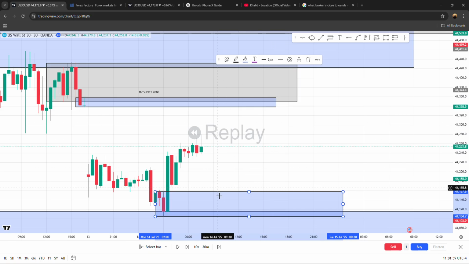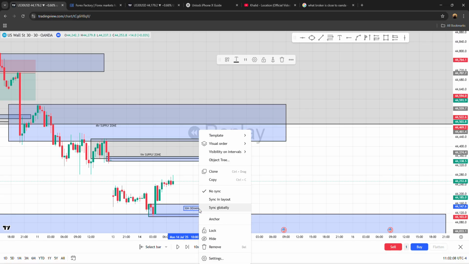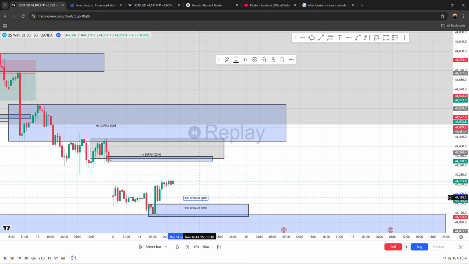But yeah, this is the 30-minute. Yep, 30-minute demand zone actually. And then there's a 30-minute supply zone. I always make sure I label everything so I don't make any mistake.